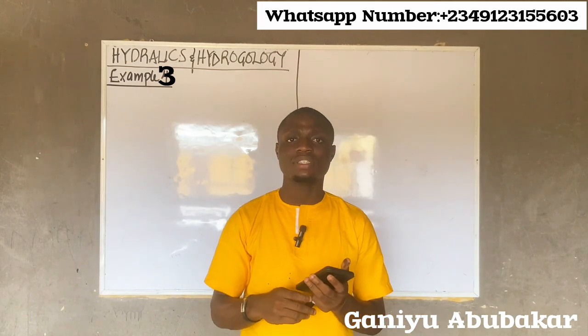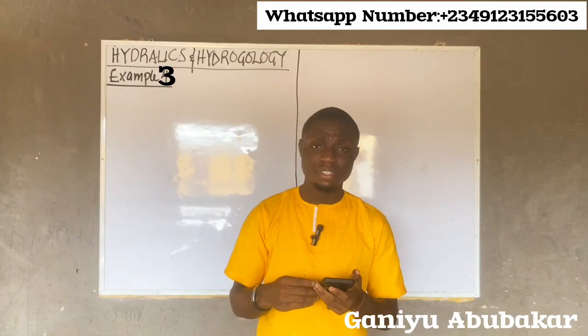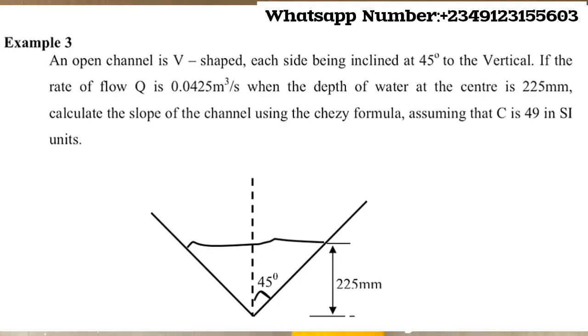Let's take this example and see how it works together. It says an open channel is V-shaped, each side being inclined at 45 degrees to the vertical. If the rate of flow Q is 0.0425 meter cube per second, when the depth of water at the center is 225 millimeter, calculate the slope of the channel using the Chezy formula, assuming that C is 49 SI unit.